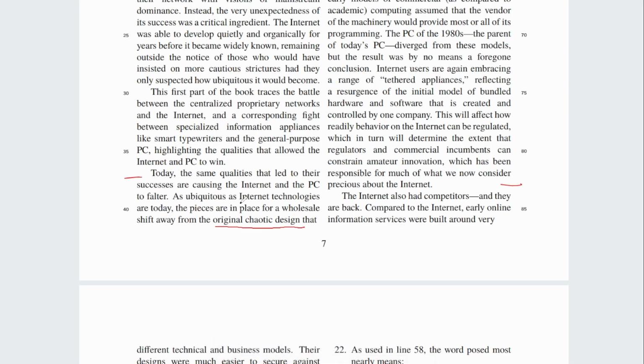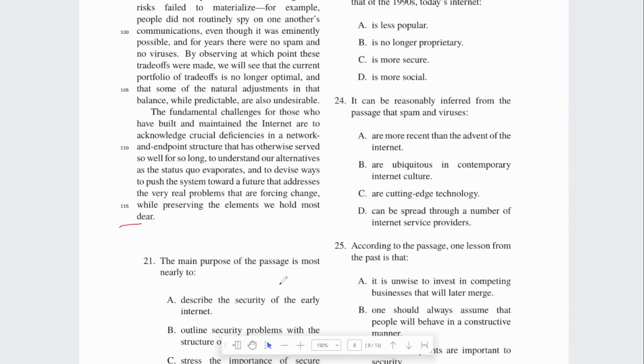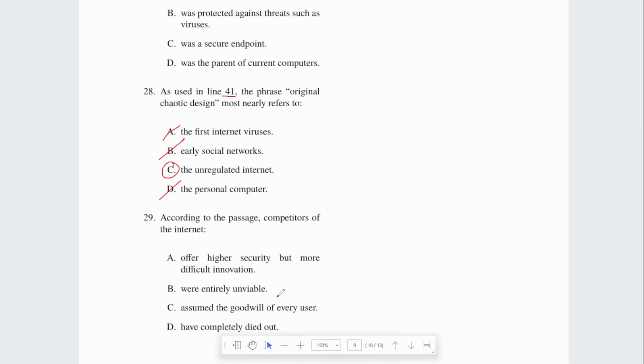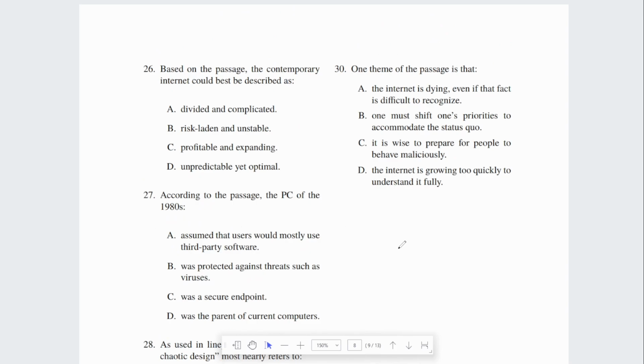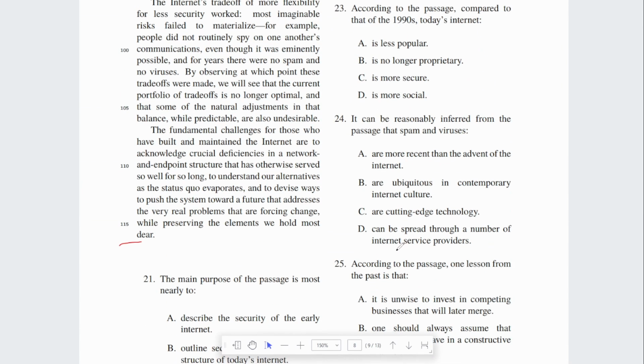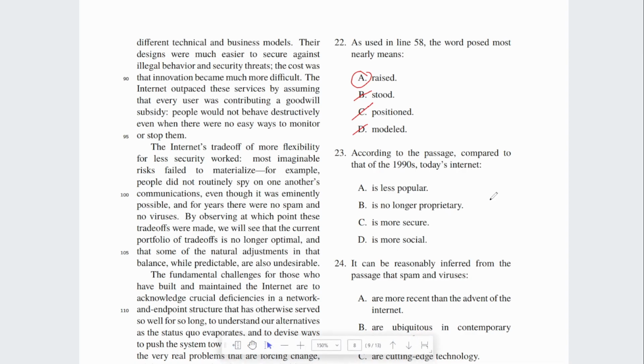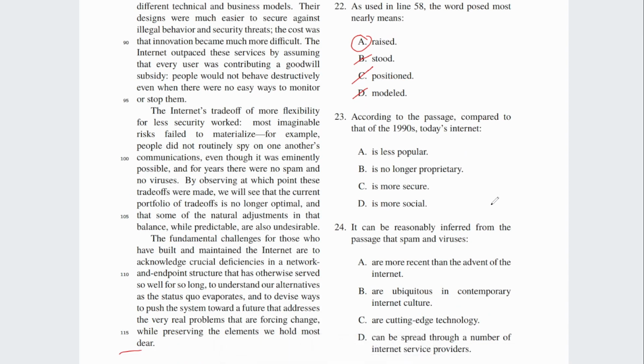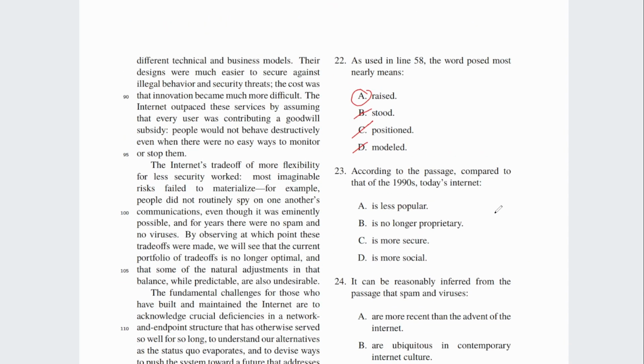"As ubiquitous as internet technologies are today, a shift away from the chaotic design." You can see that we're talking about the design of these internet technologies. We're not talking about the PC. So, okay. I think those are the referential questions, aside from the reasonable inference questions, which actually are not even referential. So let's use these detail questions to get us started.